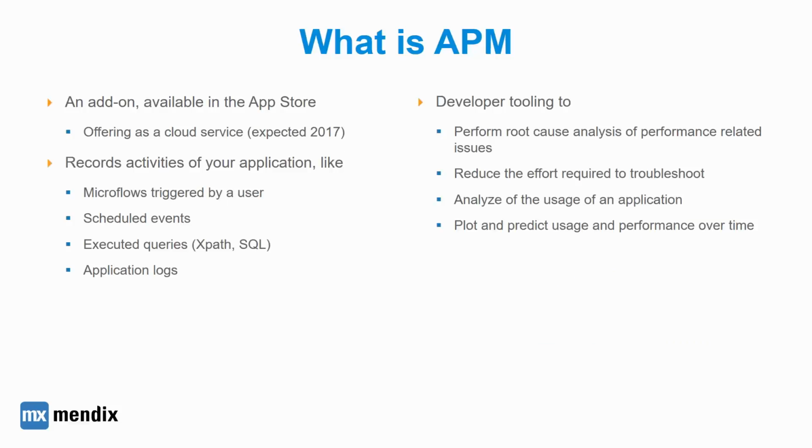So APM is an add-on which you can download from the App Store. At this moment it's still a module. Within 2017 we expect it to be delivered as a cloud service where you can just visit the website and view all the performance statistics of your application. When this module is included within your application, it will listen in the background to all the activities going on within your application.